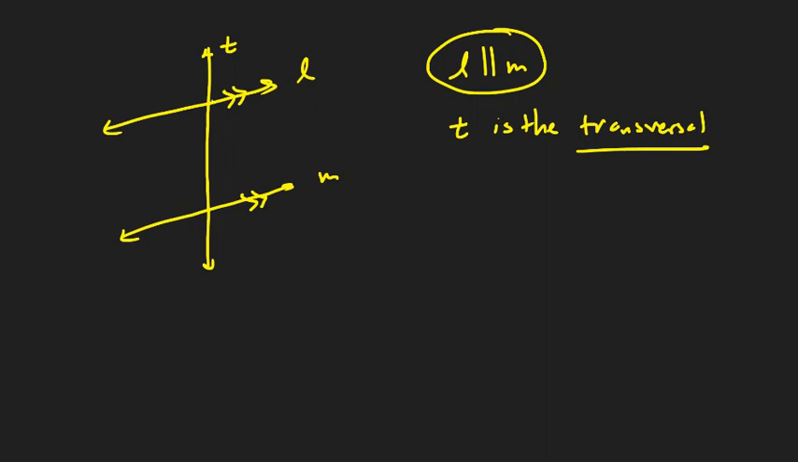There are 4 angles up here where L and T intersect. I'm going to call them just like this. Please be very careful. 1, 2, 3, and 4. And there are 4 angles down here where M and T intersect. 5, 6, 7, and 8.